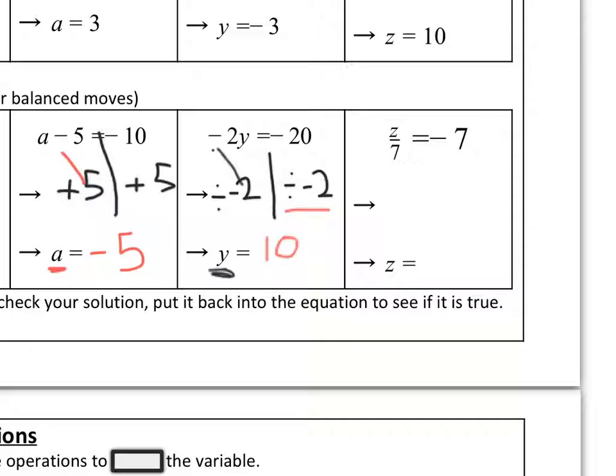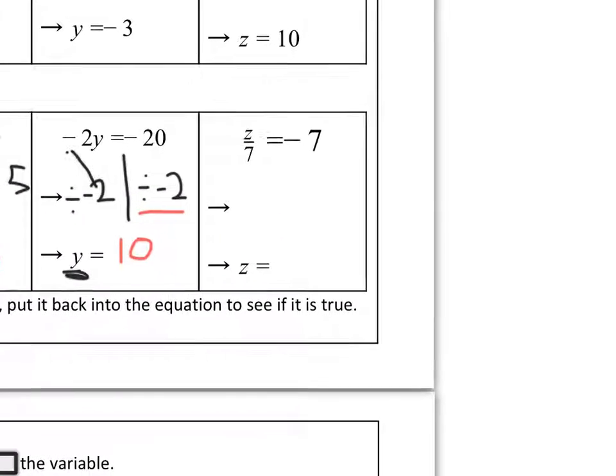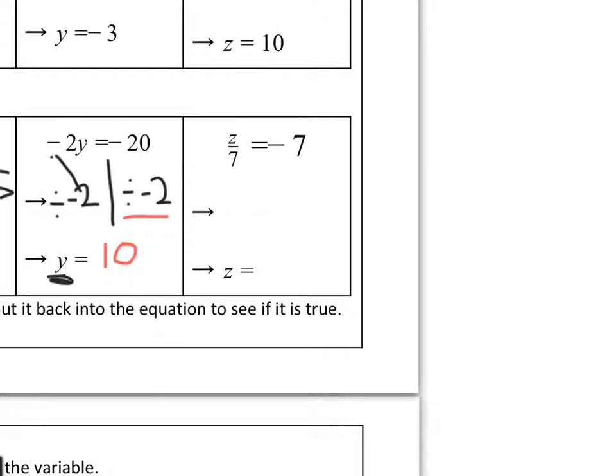These 2's are going to cancel each other out, leaving me with y equals negative 20 divided by negative 2, which is going to be a positive 10. Lastly, z divided by 7. Opposite of division is multiplication, so I'm going to times 7 on the left, times 7 on the right. Again, both sides of my equal sign.